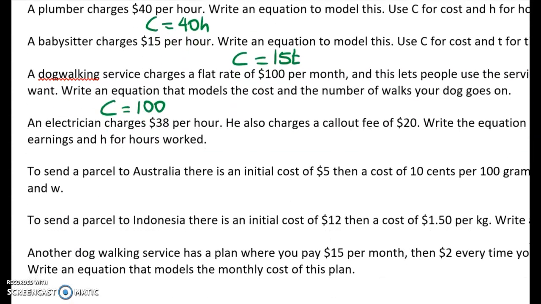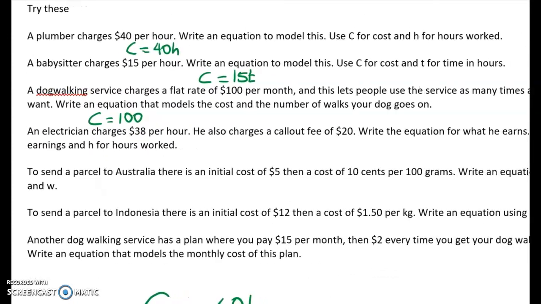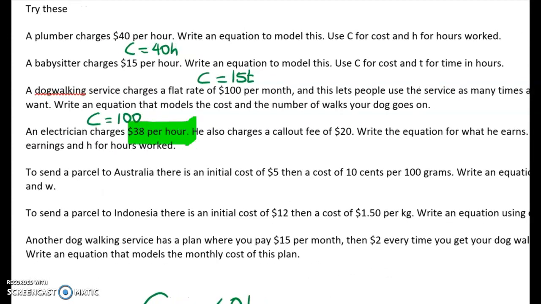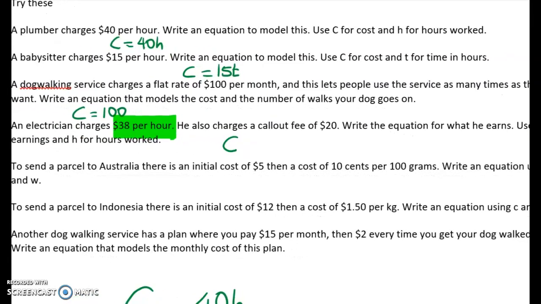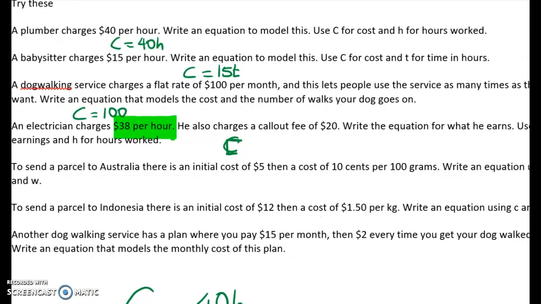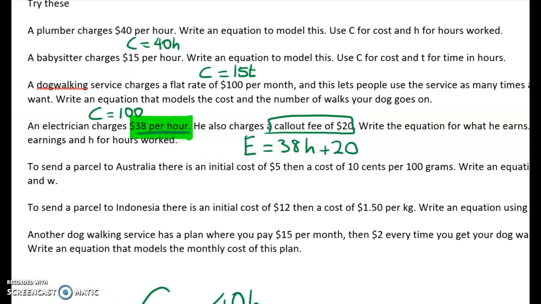Right, the next one is one that we've looked at lots in class. We've got an electrician who charges $38 per hour. That's the gradient. So my equation will start off as, we're told to use E for earnings and H for hours worked. So the equation will start off as E equals, the gradient's 38, so it's going to be 38 times H, and there's a call-out fee of $20, so it's 38H plus 20.